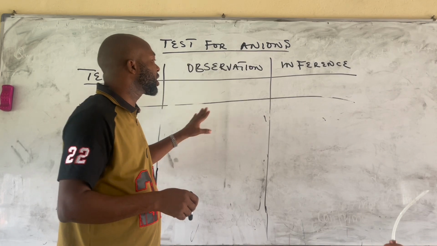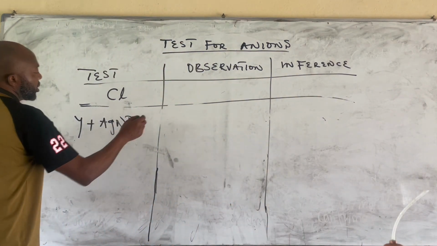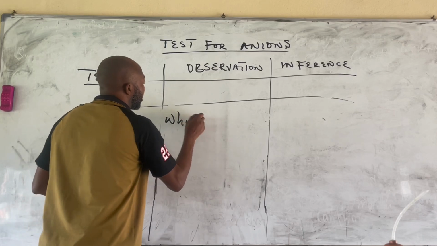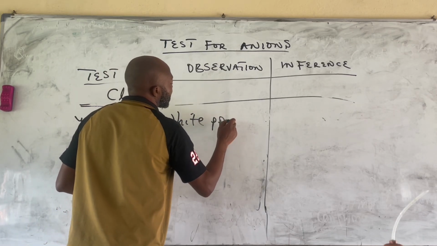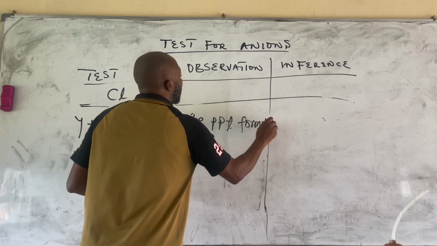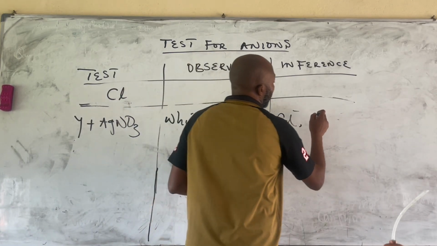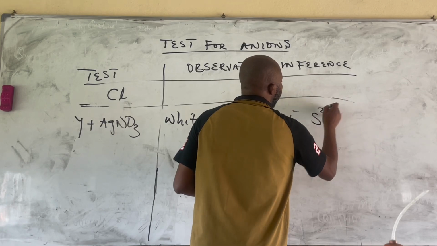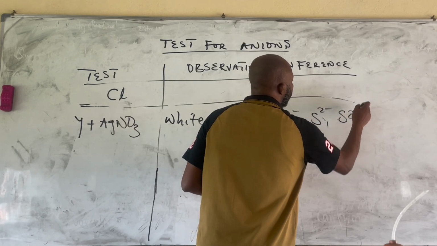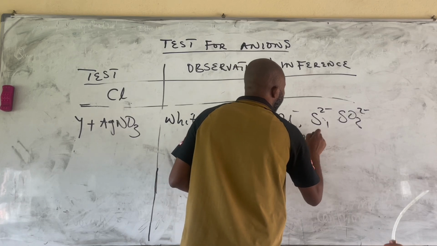Now, when that white precipitate is formed, the next step will be, okay, let me just write it. White precipitate formed. I will have chloride, gives me white. I have S 2 minus, give me white, SO3. All of these are probably present.